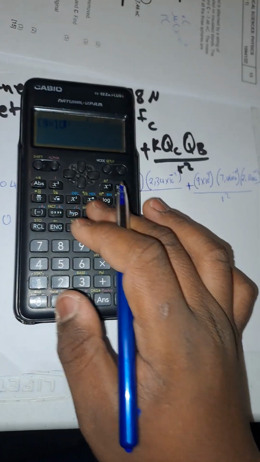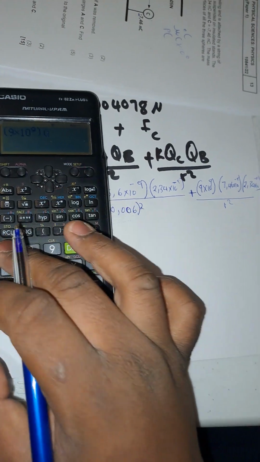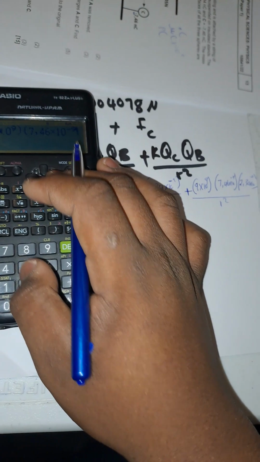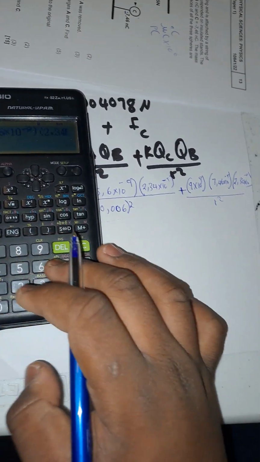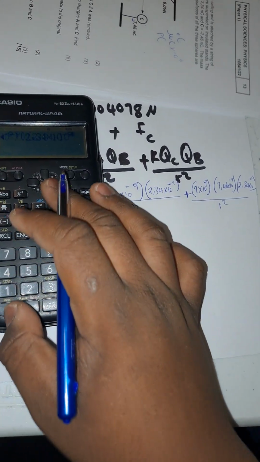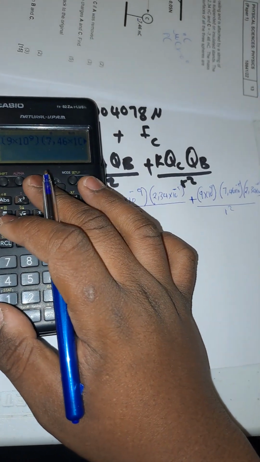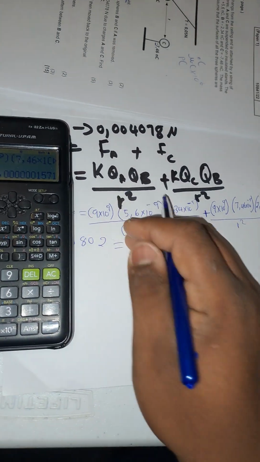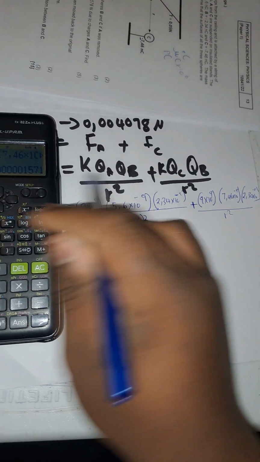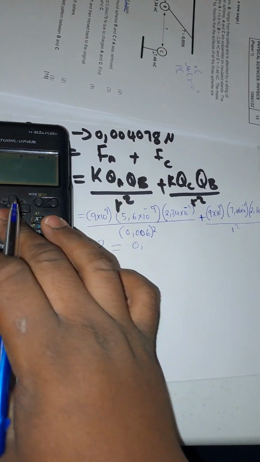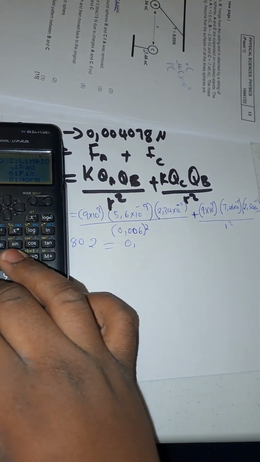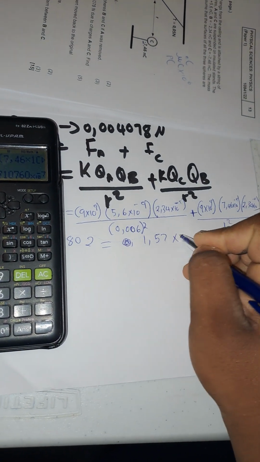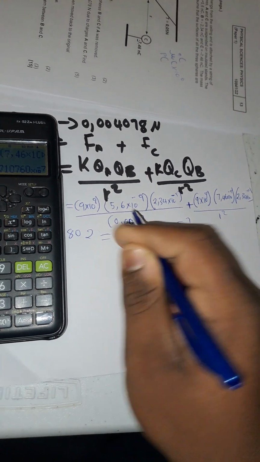It is equal to, let me find the sum of those things up there. 9 times 10 to the power of 9, and then what do I have there? 7,46 times 10 to the power of negative 9, and then 2,34 times 10 to the power of negative 9. So I'm simply gonna write it like that, because I already started doing that. I'm allowed to change it to scientific mode because there are many zeros, and I don't want to make a mistake. 1,57 times 10 to the power of negative 7 over R squared.